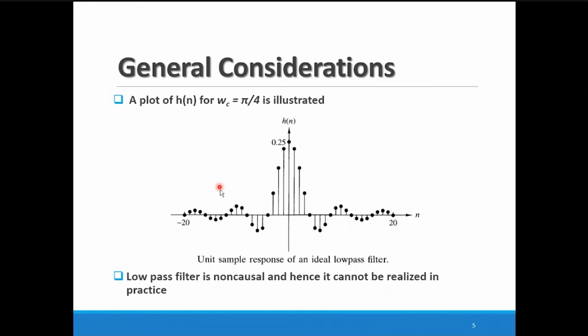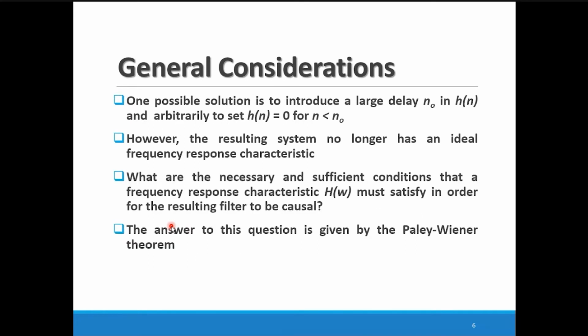If we directly go for the implementation of this low pass filter, what happens? It is non-causal, meaning it has some values for n less than 0. In this condition the filter is non-causal. As we have discussed, when any filter is non-causal, it is physically or practically unrealizable. So now what to do? One possible solution is to introduce a large delay.